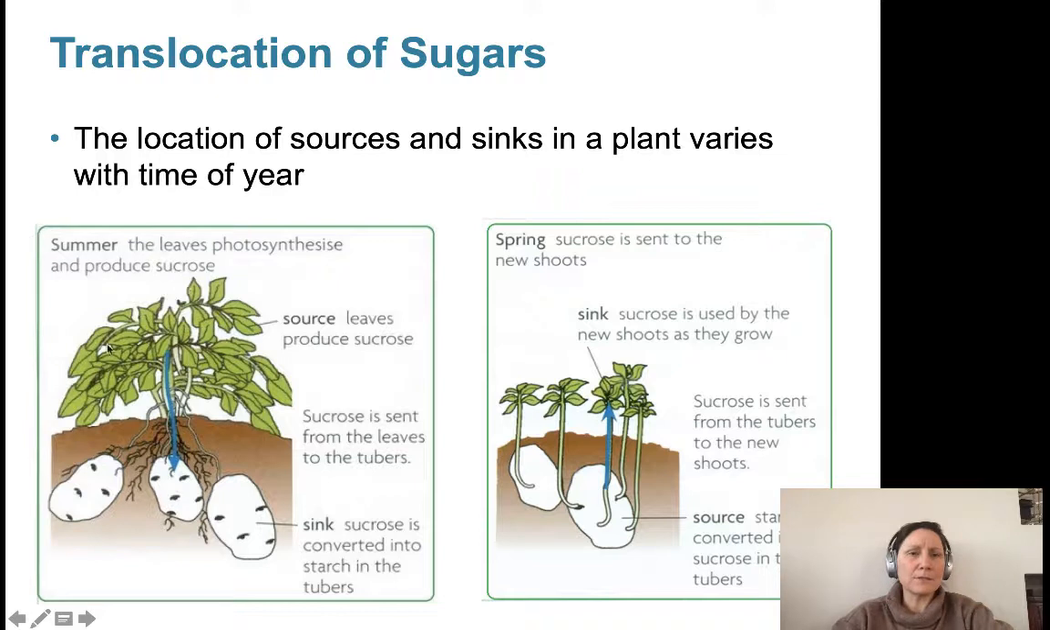In summer, leaves are photosynthesizing actively. There's lots of them. They're producing sugars that then get transported into these tubers, where the sugar is stored as starch. But say in spring, sucrose is sent to the new shoots. So here they are. New shoots send leaves up, start to photosynthesize, and they actively use this energy source until they've got enough leaves photosynthesizing to produce enough sugar to return down to the tubers.